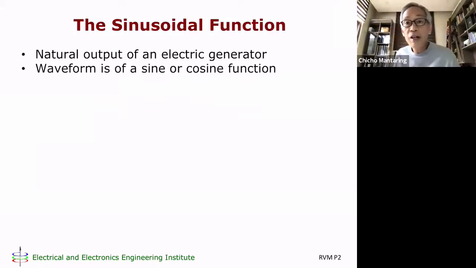Okay, the sinusoidal function. Why are we so interested in sinusoids? Because this is the natural output of an electric generator. In an electric generator, you have a coil in a fixed magnetic field. You turn the coil around. Because of the circular motion of your winding, the output voltage ends up being naturally sinusoidal. That's related to the circular motion of the shaft of a generator.